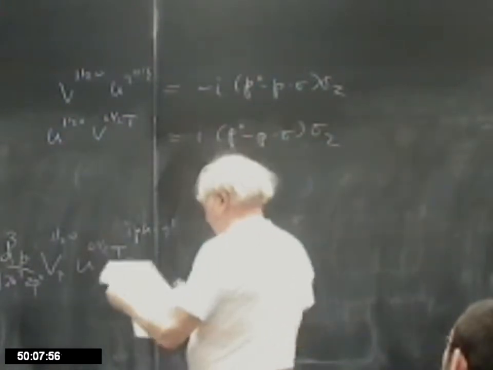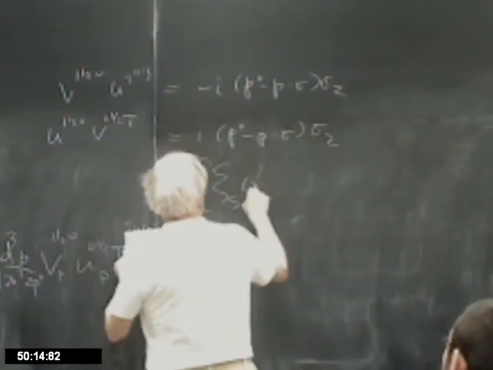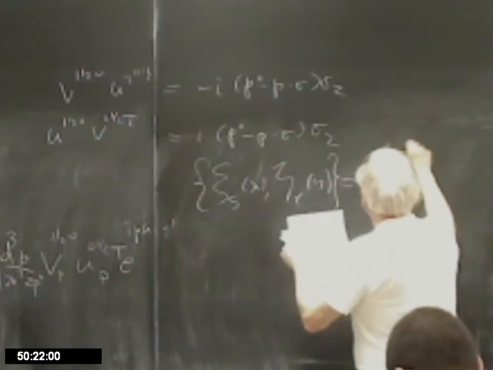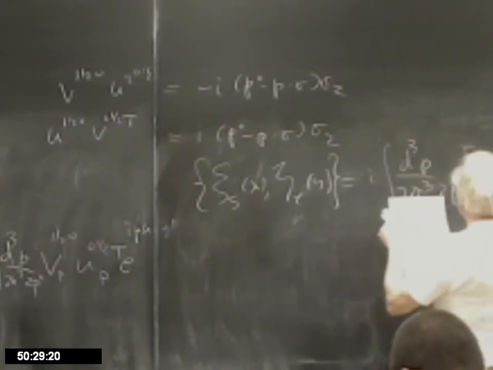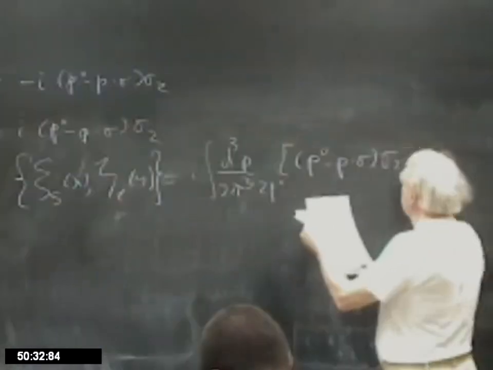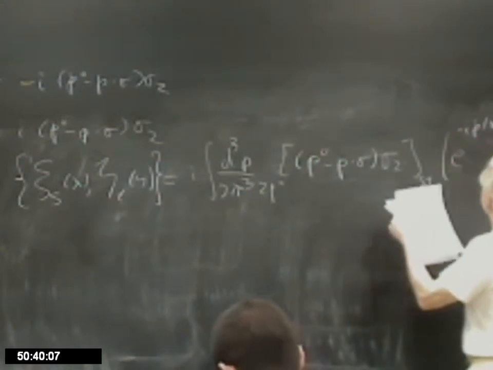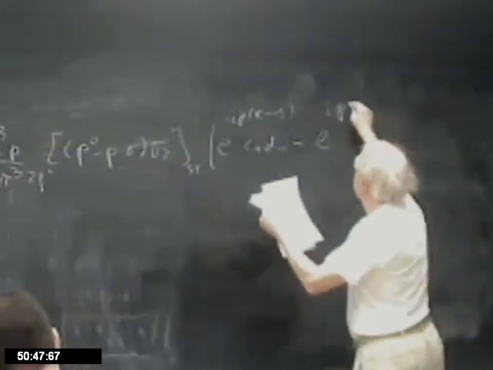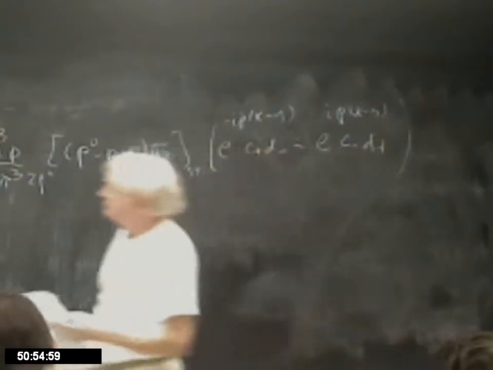Okay. So altogether then, the anti-commutator C sub S of X with zeta sub T of Y is I integral D cubed P, 2 pi cubed 2 P0, P0 minus P dot sigma sigma 2, S T, E to the minus I P X minus Y times C plus D minus, minus C minus D plus E to the I P X minus Y. And the minus sign came from this here.